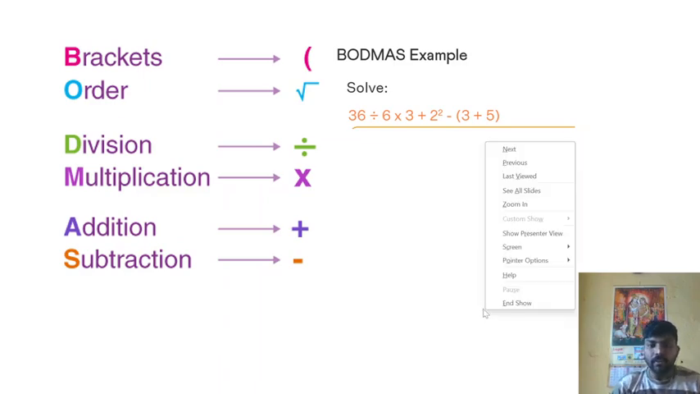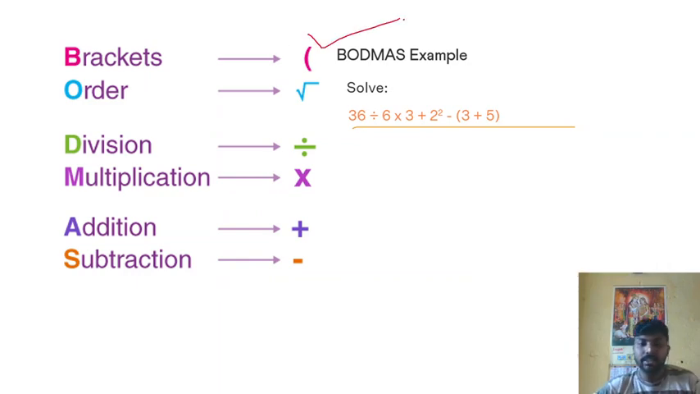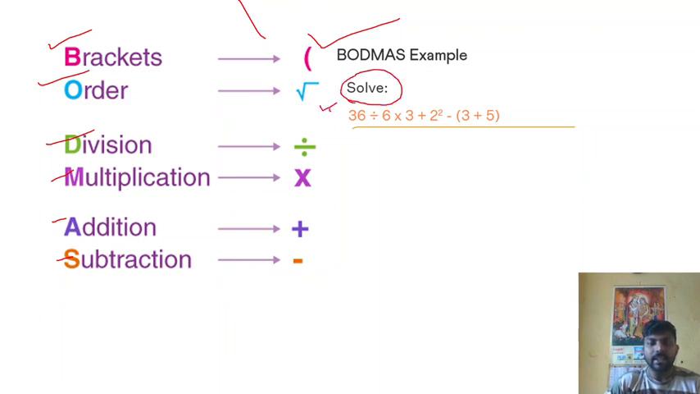One rule generally followed to simplify is called BODMAS. Normally it is known as the BODMAS rule. What does this rule tell us? It comes from the full form: B for bracket, O for order, D for division, M for multiplication, A for addition, S for subtraction. Let's see one example.